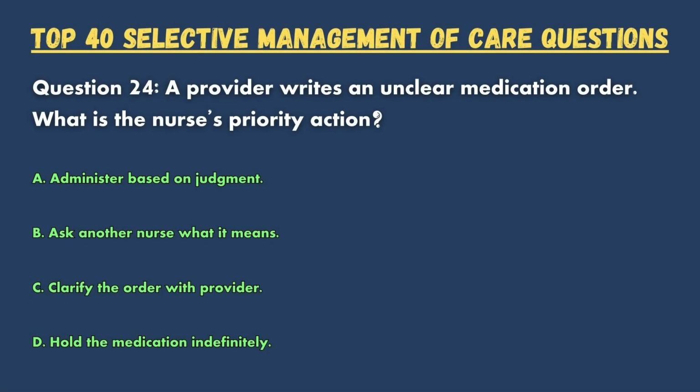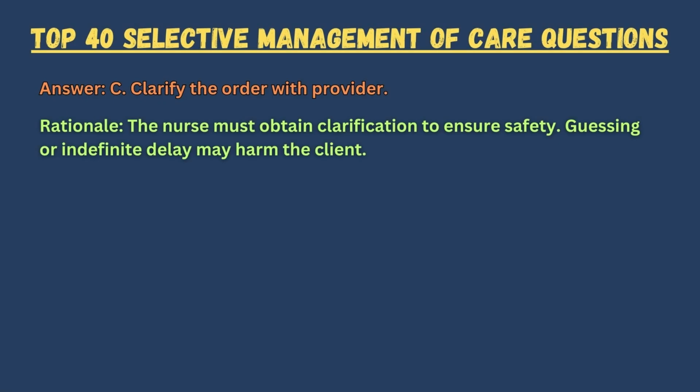Question 24. A provider writes an unclear medication order. What is the nurse's priority action? A. Administer based on judgment. B. Ask another nurse what it means. C. Clarify the order with provider. D. Hold the medication indefinitely. Answer: C. Clarify the order with provider. Rationale: the nurse must obtain clarification to ensure safety. Guessing or indefinite delay may harm the client.